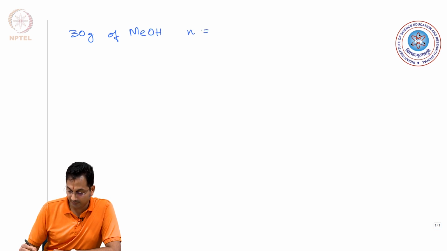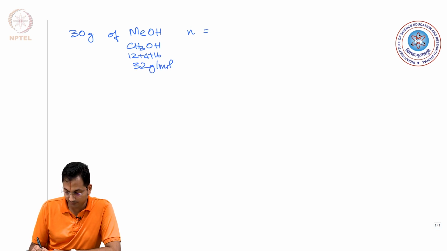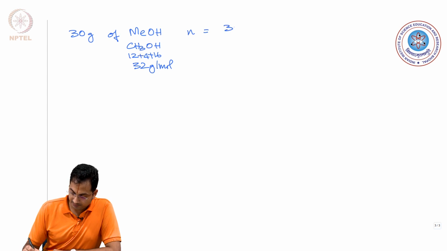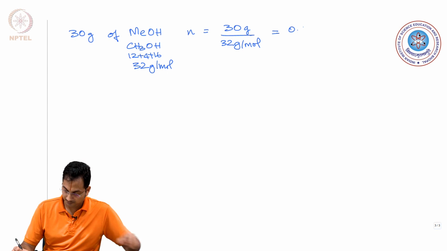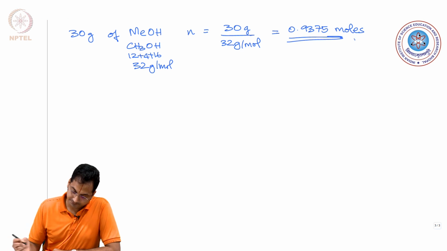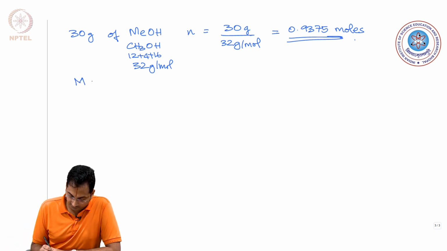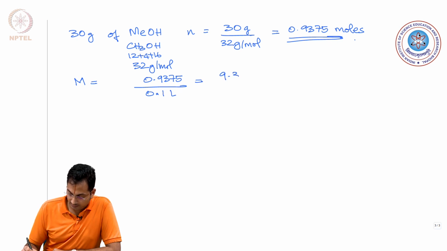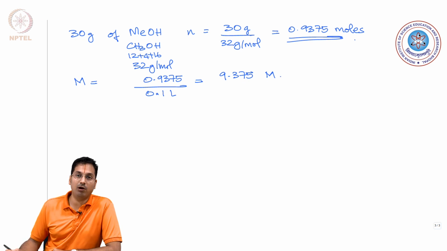Number of moles is given by, this is CH3OH, that will be 12 plus 4 plus 16, 32 grams per mole. So, when you have 30 grams divided by 32 grams per mole, this is going to be equal to 0.9375 moles. So, therefore, the molarity will be equal to 0.9375 divided by 0.1 liters, which is going to be 9.375 molar.